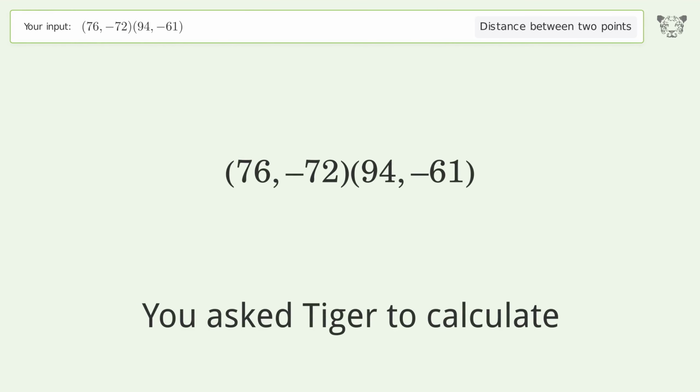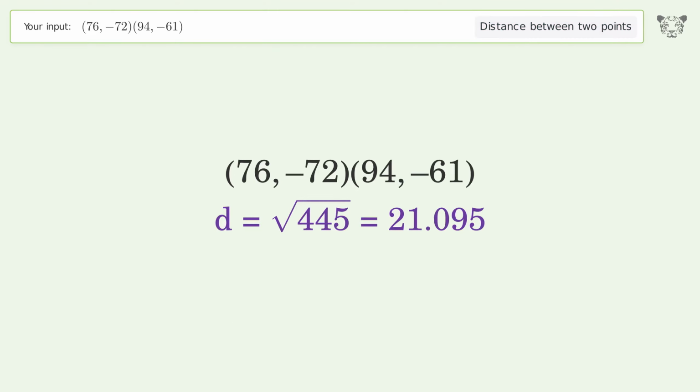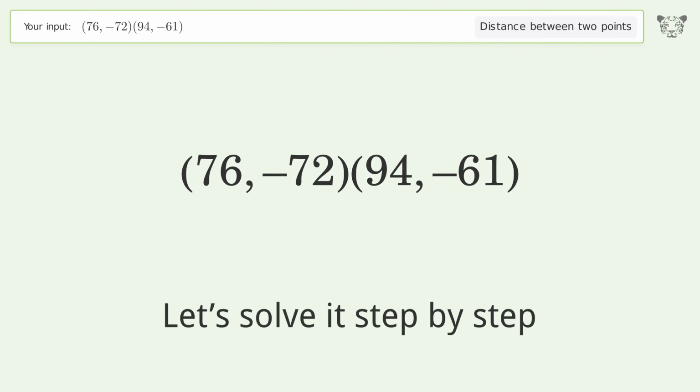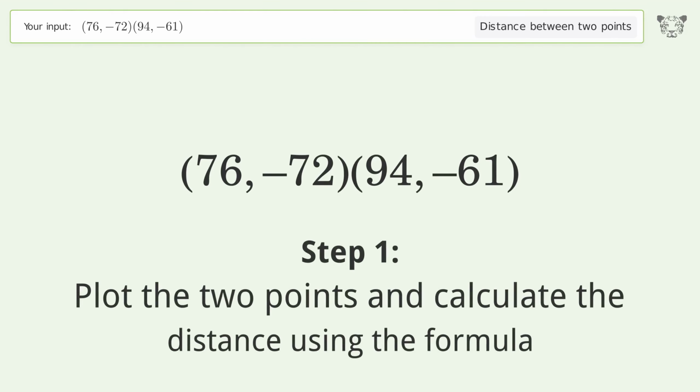You ask Tiger to calculate. This deals with the distance between 2 points. The distance between the 2 points is the square root of 445, or 21.095. Let's solve it step by step. Plot the 2 points and calculate the distance using the formula.